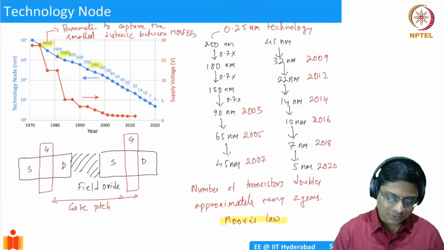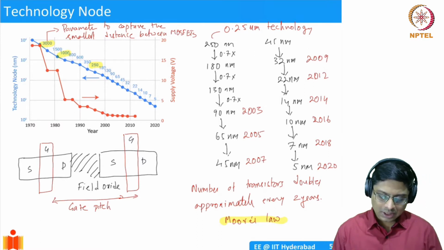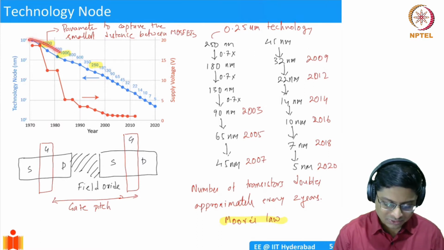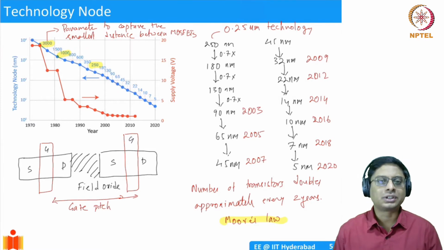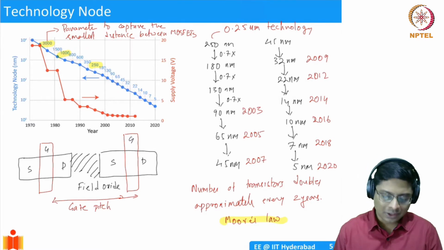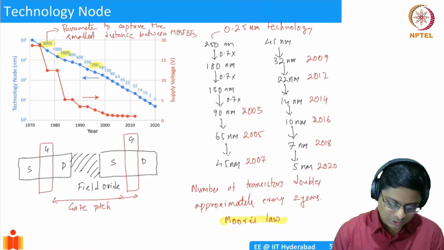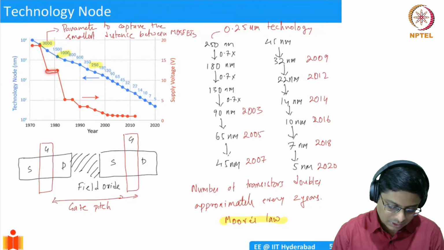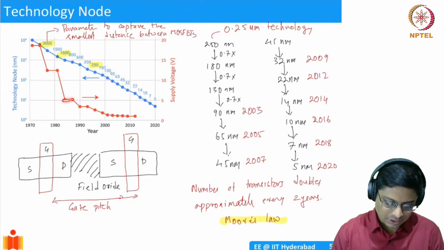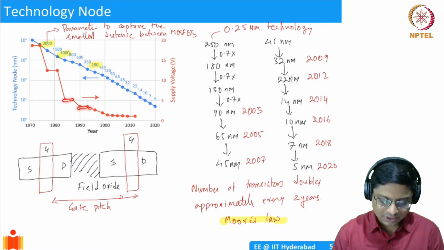This was a graph that we have seen already in the last video. And in that, we focused on the blue curve, which is capturing the technology node over the last 40, 50 years. But I've also plotted here the supply voltage. So what you see is that, if you look at the 1980s, it was about 12 volts. And then it came down to about 5 volts, and then to 3.3 volts. And then after that, it's been continuously reducing.